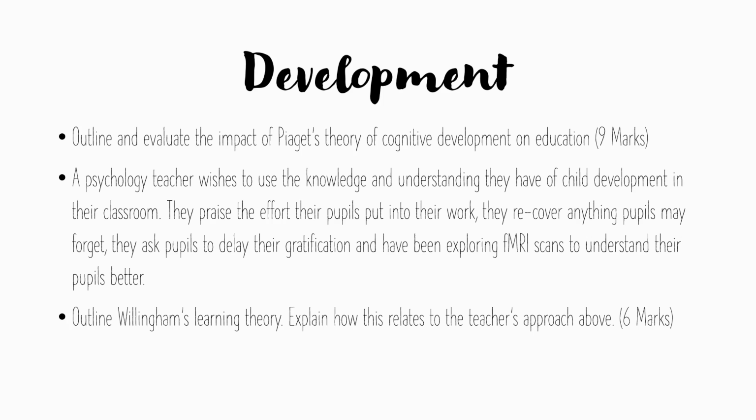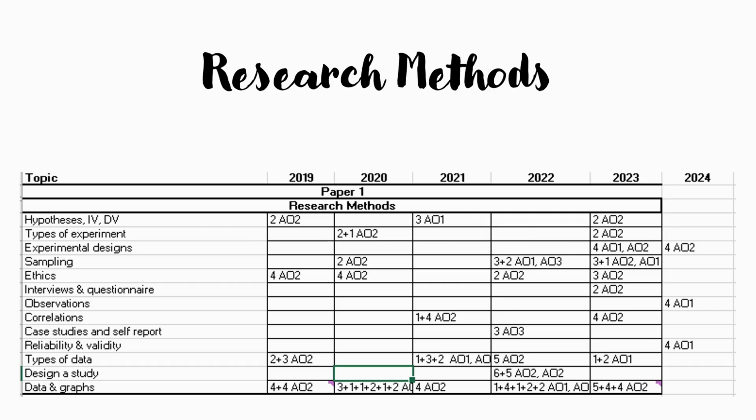And then I've given you a bit of an AO2, an application. Psychology teachers wish to use the knowledge and understanding they have of child development in their classroom. So this is Willingham. They praise the effort their pupils put into their work. They recover anything pupils may forget. They ask pupils to delay their gratification, exploring fMRIs to understand their pupils better. Again, a bit of a silly scenario, but hopefully it gives you a chance to look at what an AO2 question could look like in terms of applying your knowledge and not just the pure knowledge in itself.